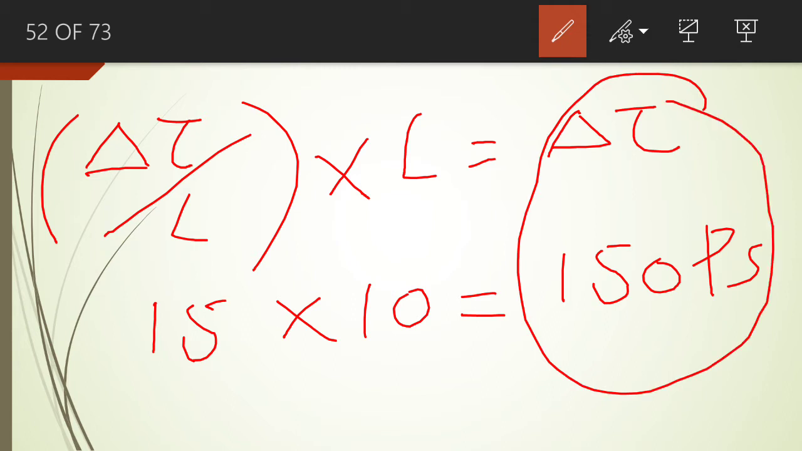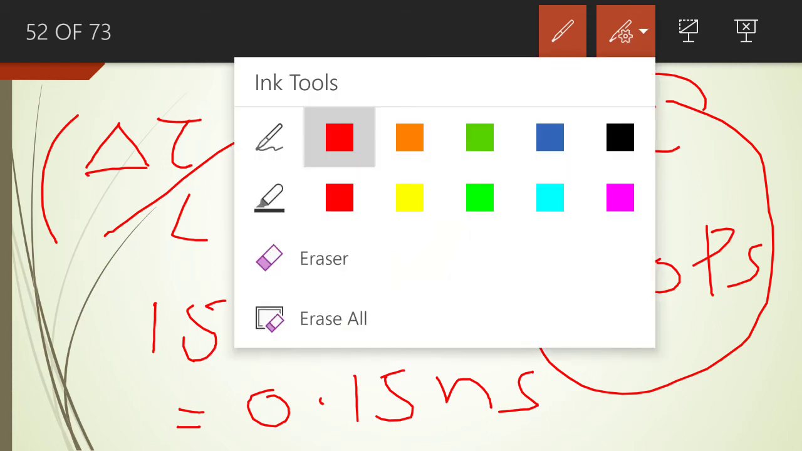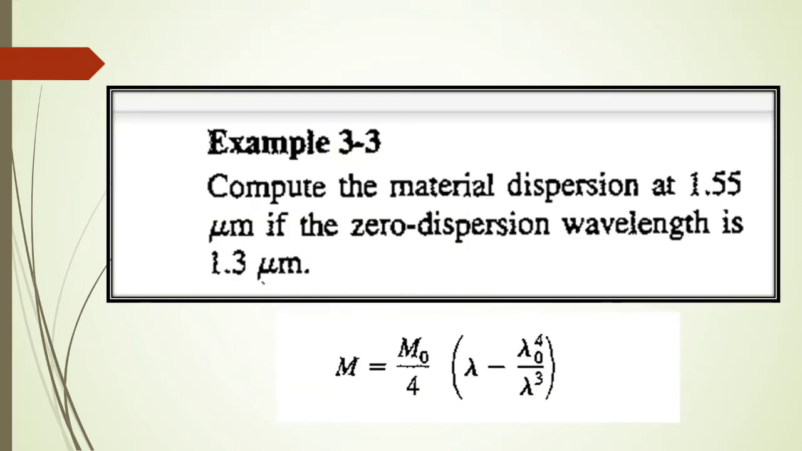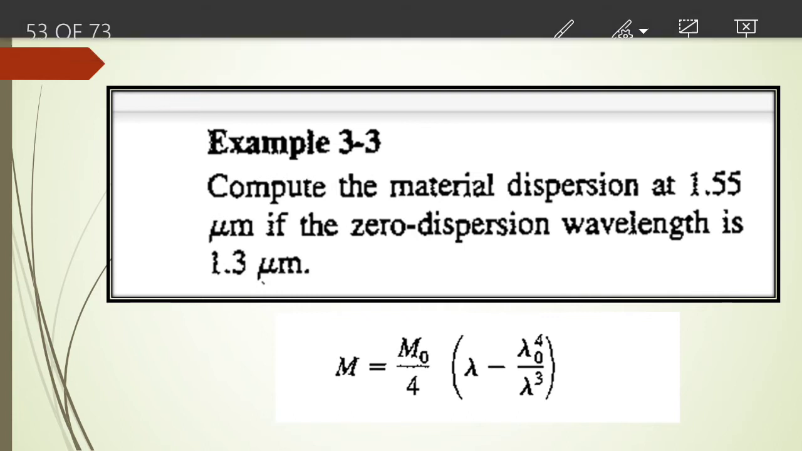If you want to calculate this pulse spread in nanosecond, this will be 0.15 nanosecond. So this will be the total pulse spread in the given information channel. So this was example number 3.2. Let us do example number 3.3.